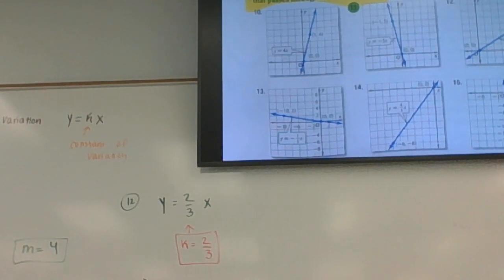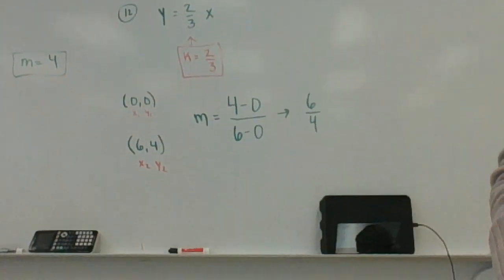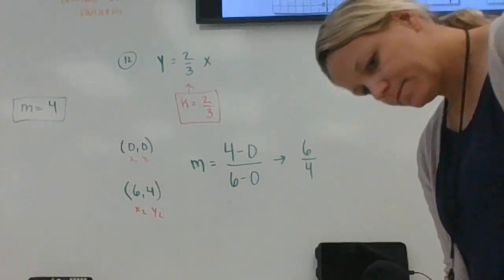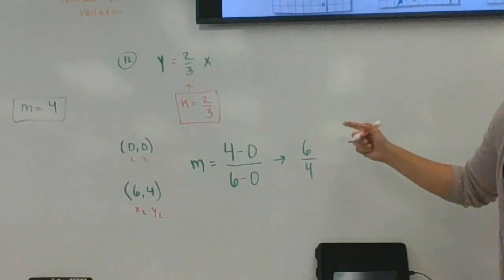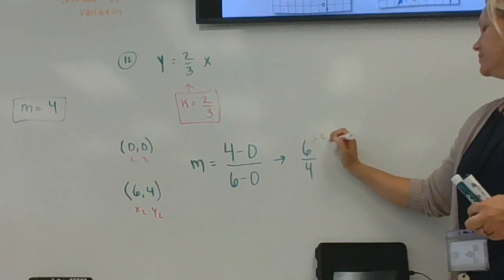What do we have to do to make our numbers match? We found our k to be 2/3. We found our slope formula to be 6 over 4. What do we have to do to make them match? Simplify. Reduce your fraction. I'm going to challenge you in this whole assignment just to keep everything in the simplest fraction form. So the top and bottom here both divide by 2.